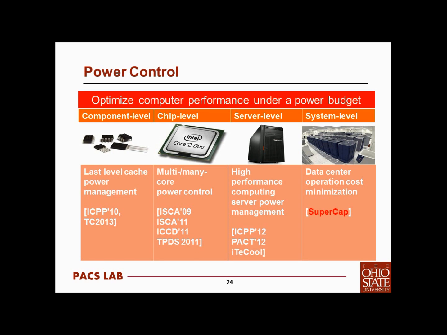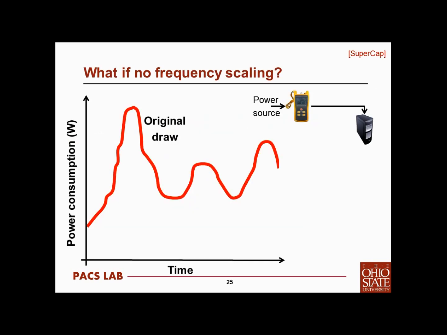In the previous example, we've shown how to do power control on the chip level. In the next example, I will introduce how to use power control to reduce the operation cost of a data center. It is nice if we have frequency scaling to control the power. However, in some servers, there is no frequency scaling support. So what can we do to control the power consumption?